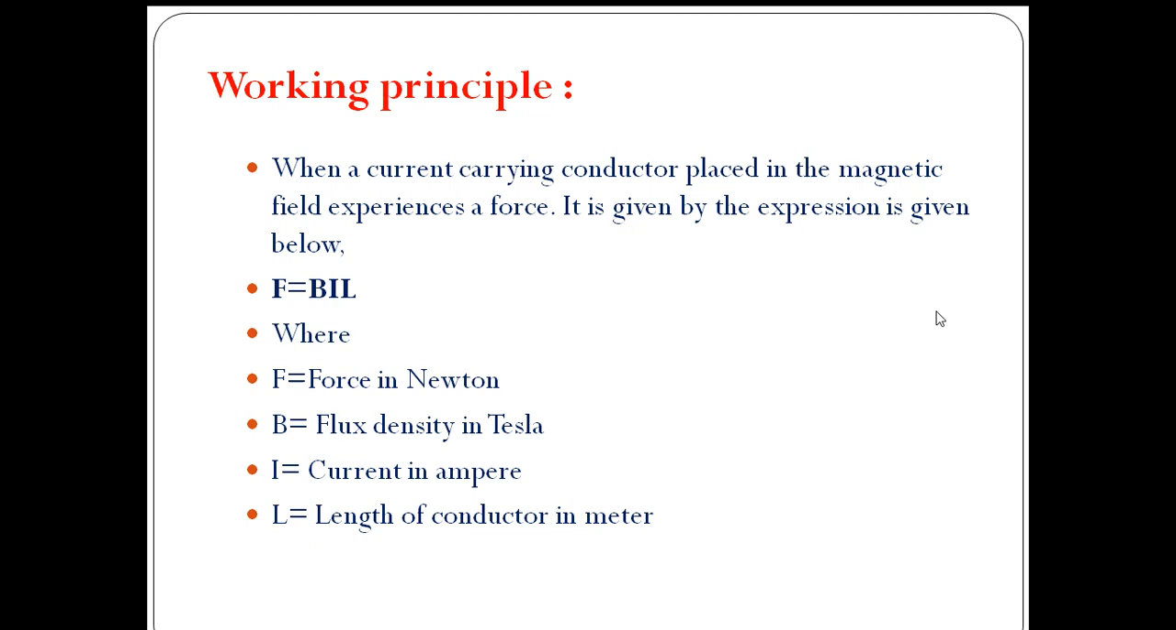So this is the working principle of a PMMC meter, and the expression for that force is given as F equal to BIL, where F is the force in newtons, B is the flux density in Tesla, that is Weber per meter square, I represents current in amperes, and L represents length of the conductor in meters. So this is the working principle of the PMMC meter.